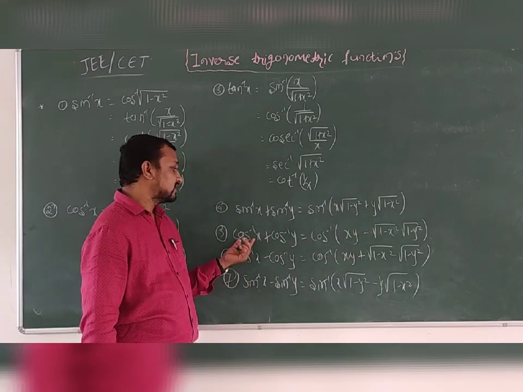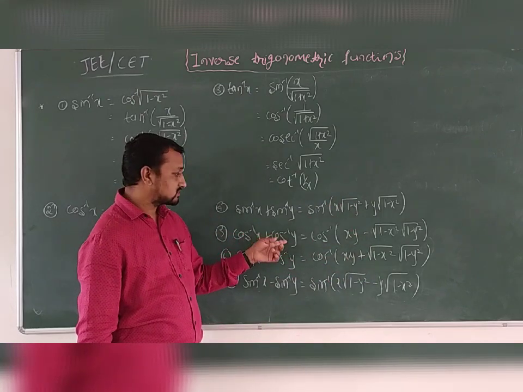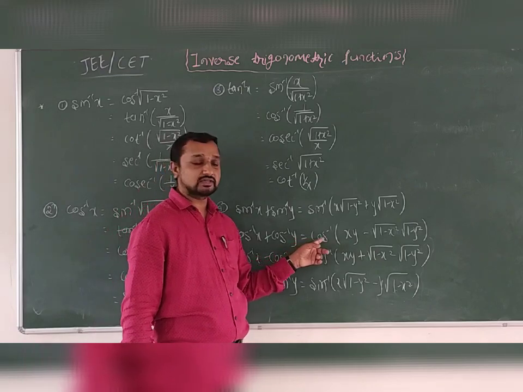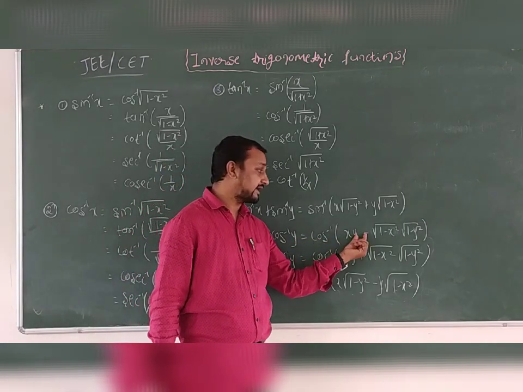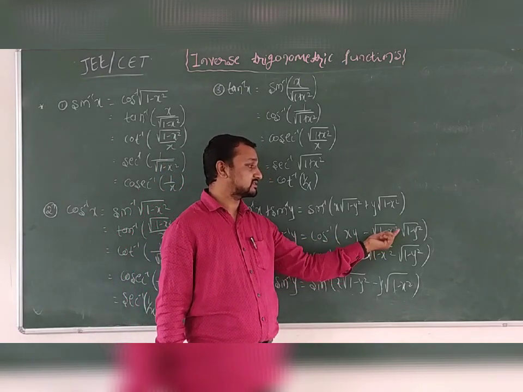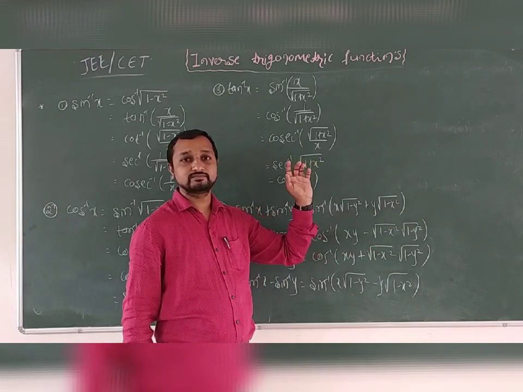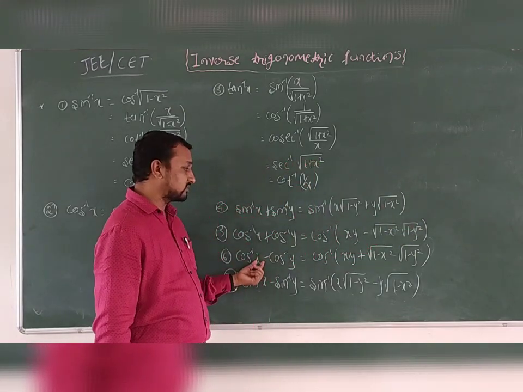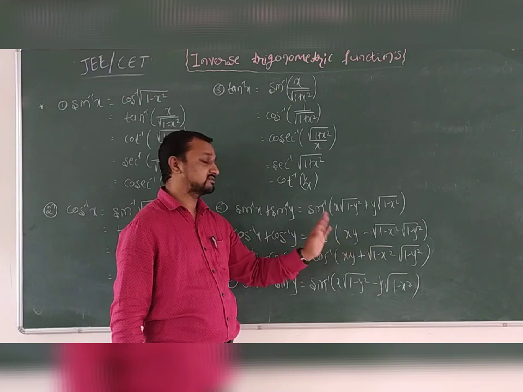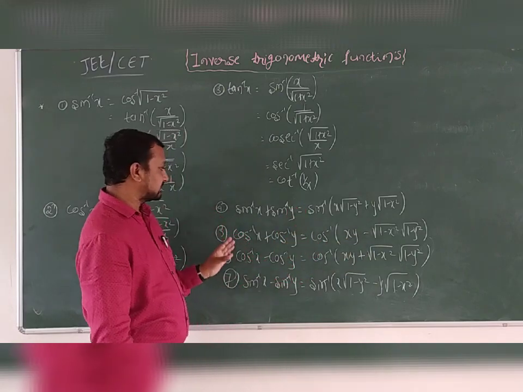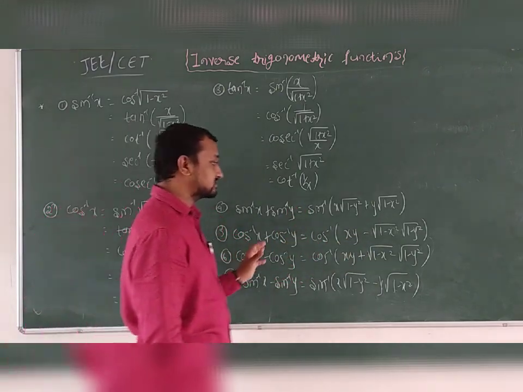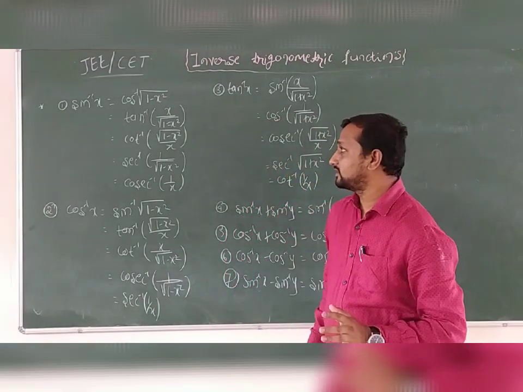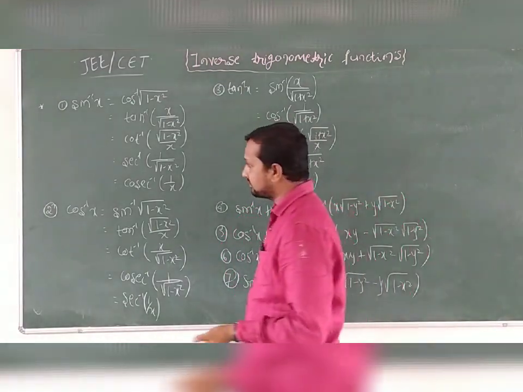So the next, the formula for cos inverse of x plus cos inverse of y is cos inverse of x into y as it is, minus root of 1 minus x square into root of 1 minus y square. Same as the positive negative formula, instead of minus you can take plus. Same as this. So these are very important properties. Students, remember that.